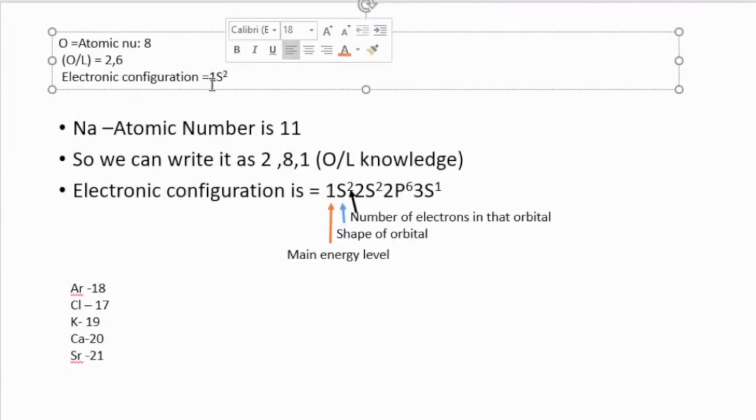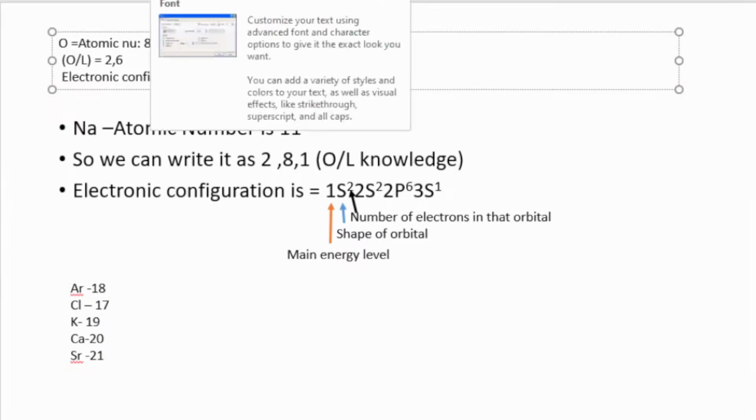Here, it says that in the first energy level, the S subshell contains two electrons. That is what it explains.